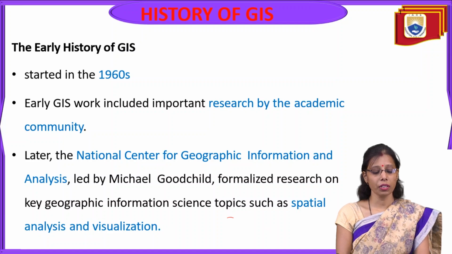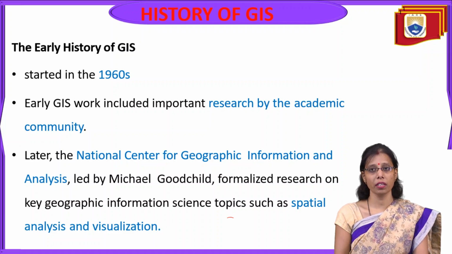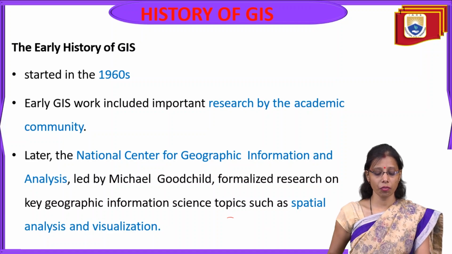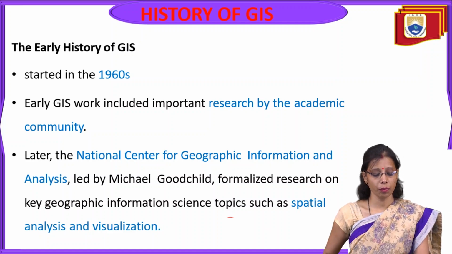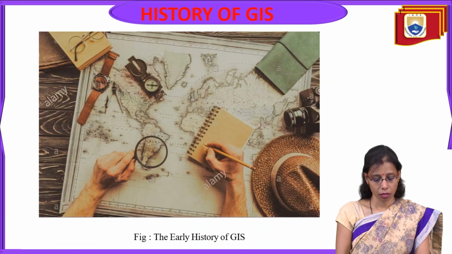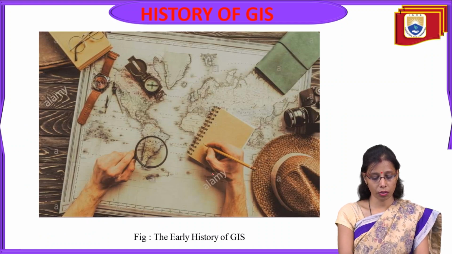So before, it was only for research and the academic community. Later, this National Center for Geographic Information and Analysis, led by Michael Goodchild, formalized the research on key geographic information science topics such as spatial analysis and visualization. So this is how the early history of GIS looks. And if we remember, in the previous days, when anybody had to travel, they used to carry this kind of handmade maps, and they used to travel.